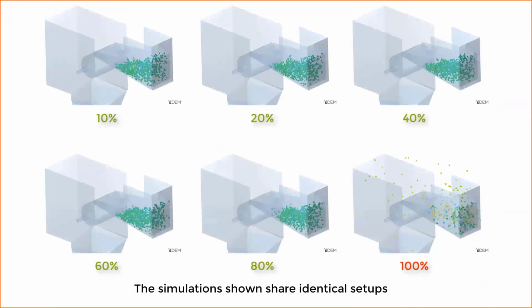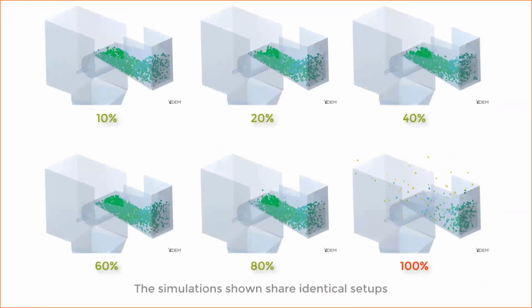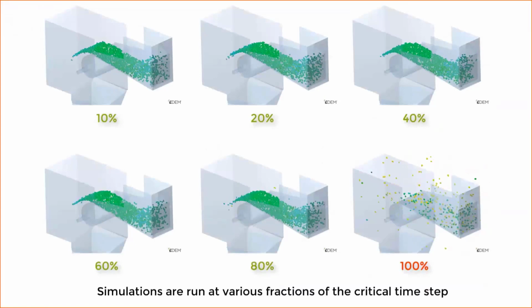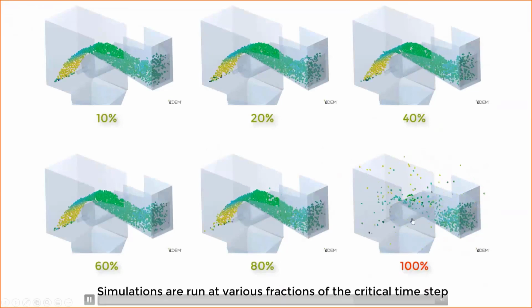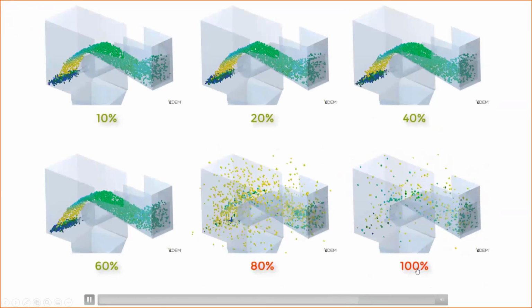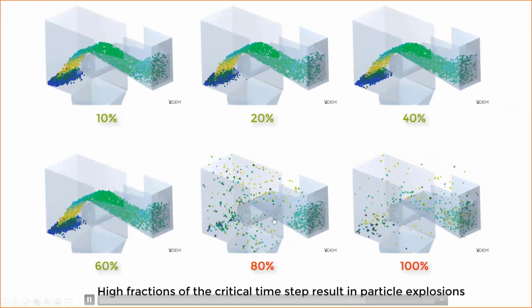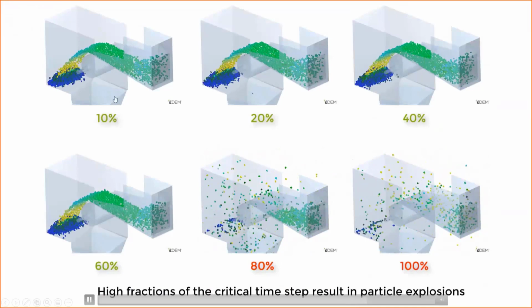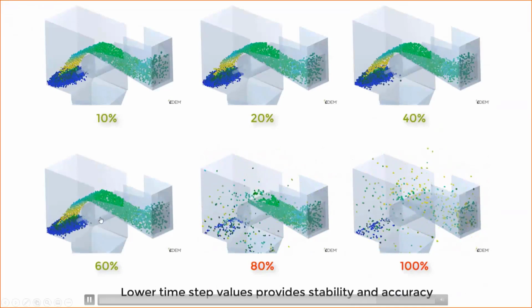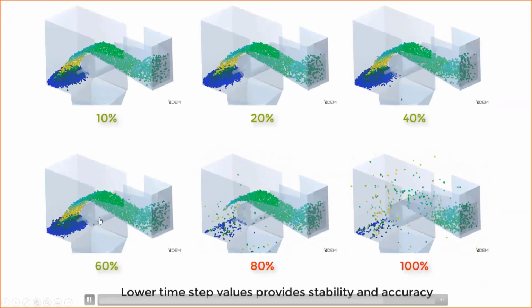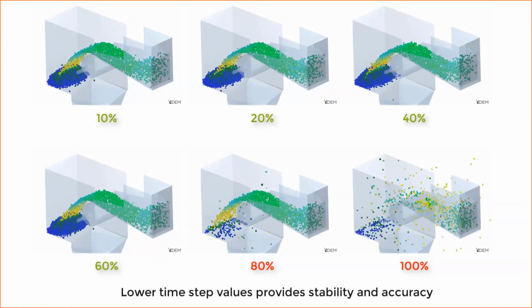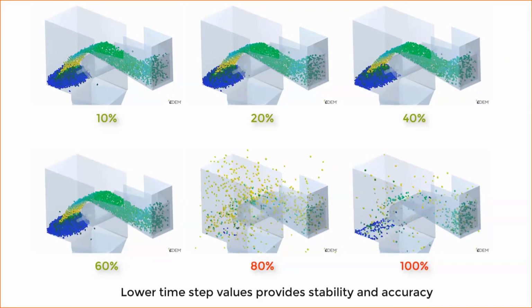And here's an example of 6 simulations run at different time step values. We can see on the bottom right here the simulation is unstable. It's running at 100% of the Rayleigh time step, and the 80% is also unstable. 10, 20, 40, and 60 for the moment is stable, but this one will also eventually show some instabilities, some explosions.